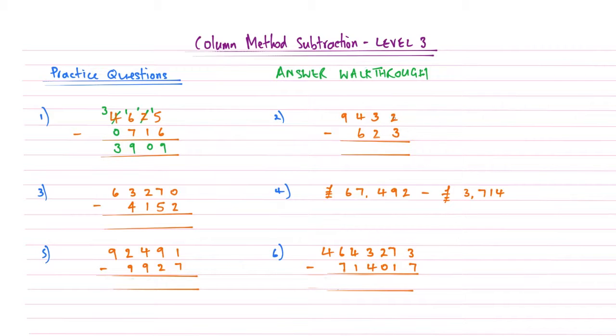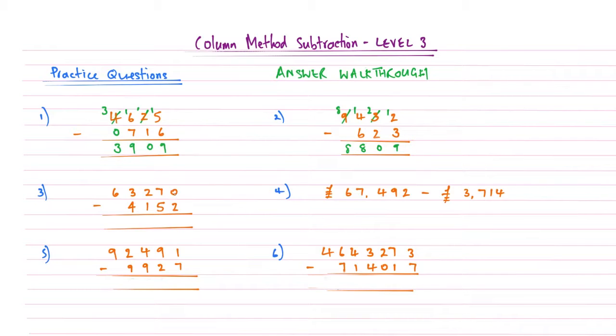Question 2, 2 take away 3 we can't do, it's too small. Move over, make that a 1, that becomes a 12. 12 subtract 3, well that becomes a 9. Second tens column, 2 subtract 2, again is 0. Hundreds column, 4 take away 6, it's too small, so we reduce the 9 to an 8, then carry the 1. Difference between 6 and 14 is 8, and then 8, and it's also 8,809.